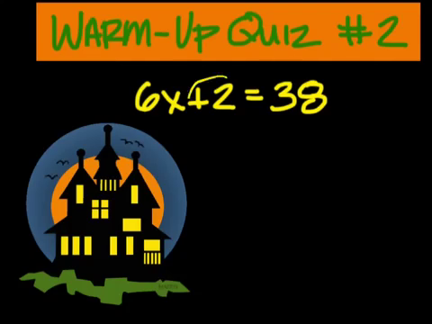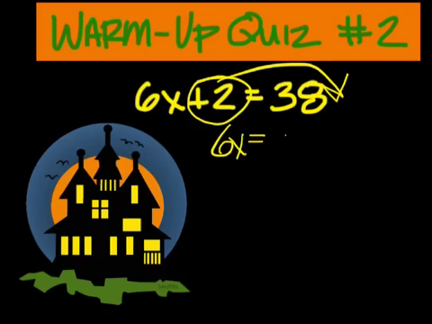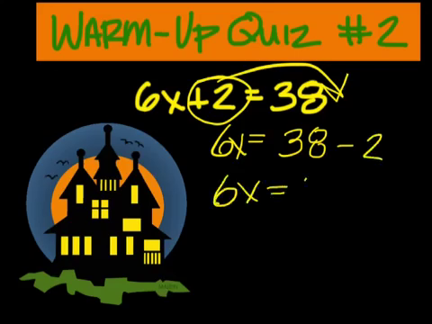You have to move the +2 to the right side. If you move it to the right side, you change the operation, and it becomes -2. So that's a 36 on the right. Divide by 6, and you get 6.